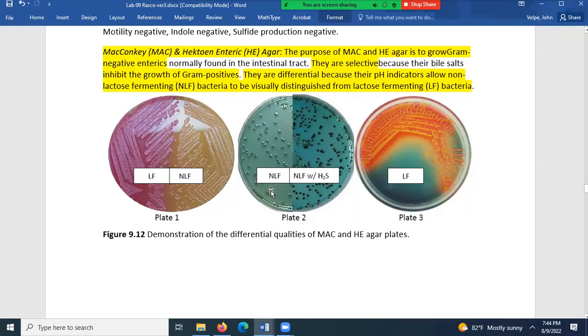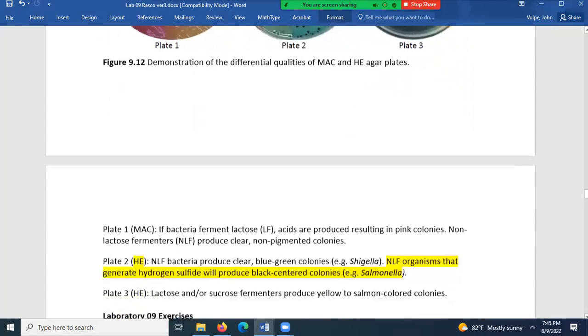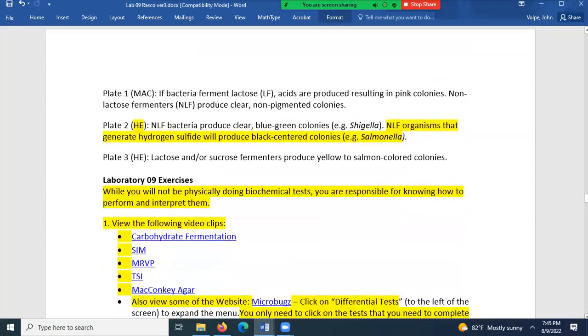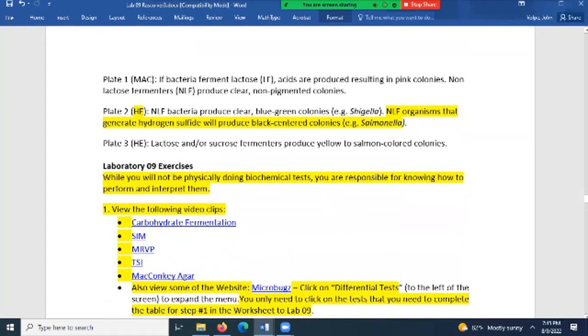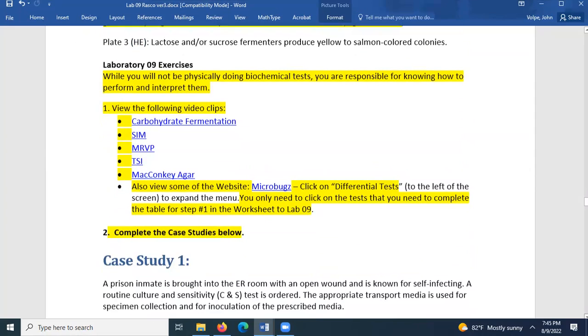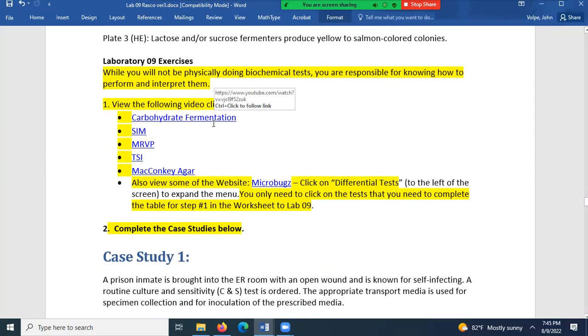Any questions about any of that? All right, I already talked about that. So let's talk about lab 9.